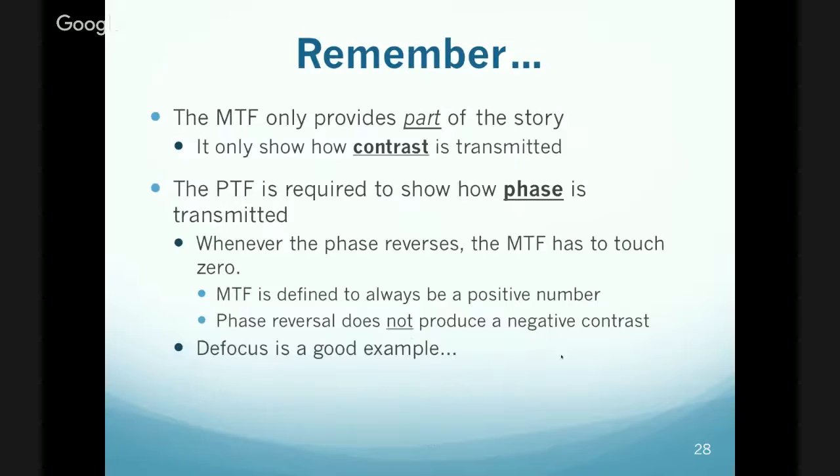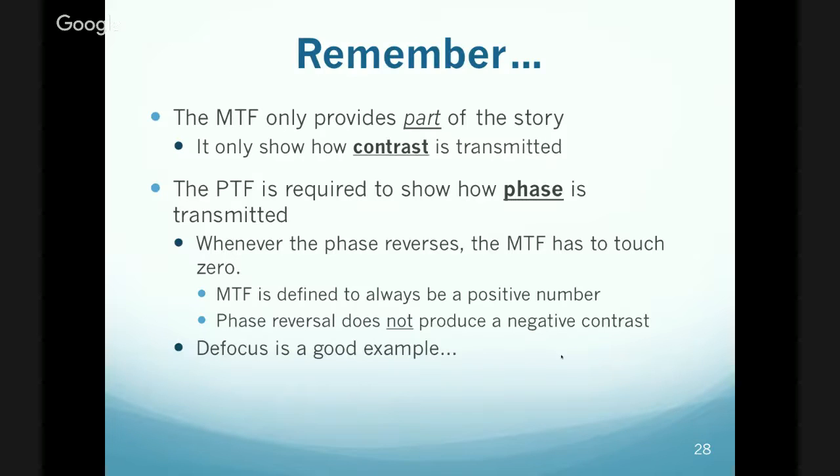And I want you to remember that MTF only provides part of the story. Remember, it's the real part of the optical transfer function. It only shows how contrast is transmitted. It doesn't show you how optical phase is transmitted. And optical phase is sort of the position of those sinusoidal images. And whenever phase reverses, the MTF has to touch 0, and that's because MTF always has to be a positive number, and you can never produce a negative contrast.